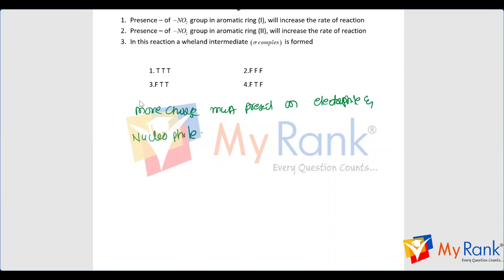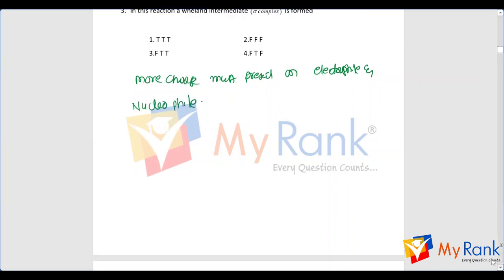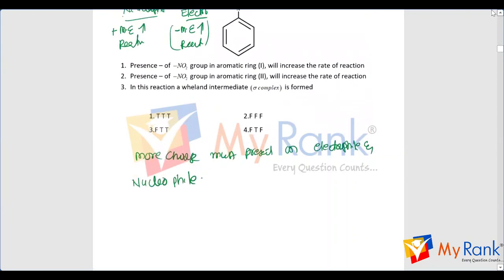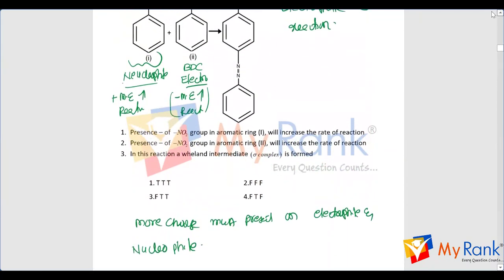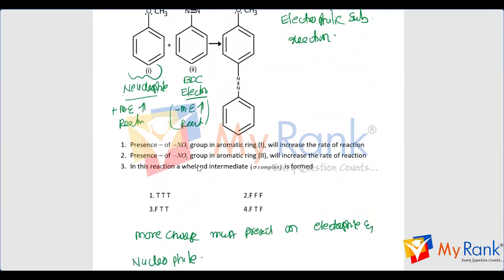Therefore, the nucleophile must be attached to which group here? Look here. The presence of NO2 group in aromatic ring 1 will increase the rate of reaction. NO2 is which group here? A minus mesomeric effect group. Here what should be there? A plus mesomeric effect group should be there. So the first statement is clearly false.